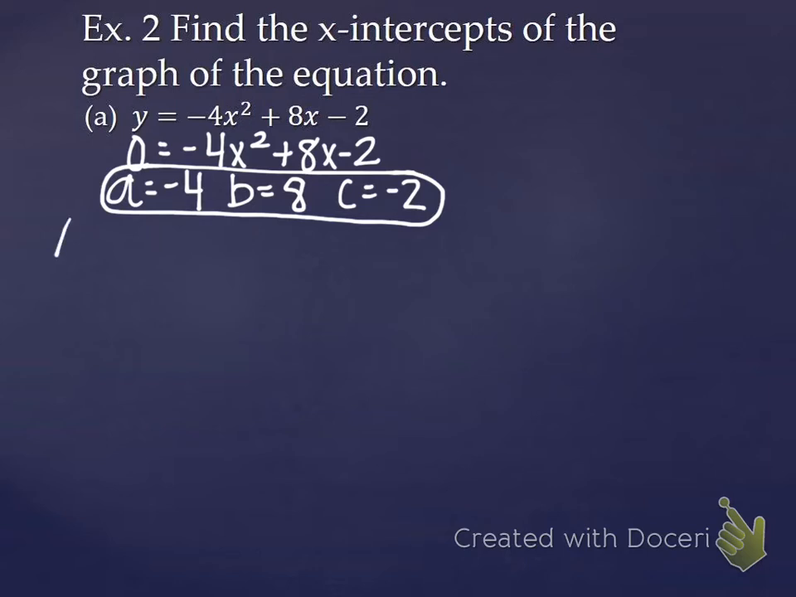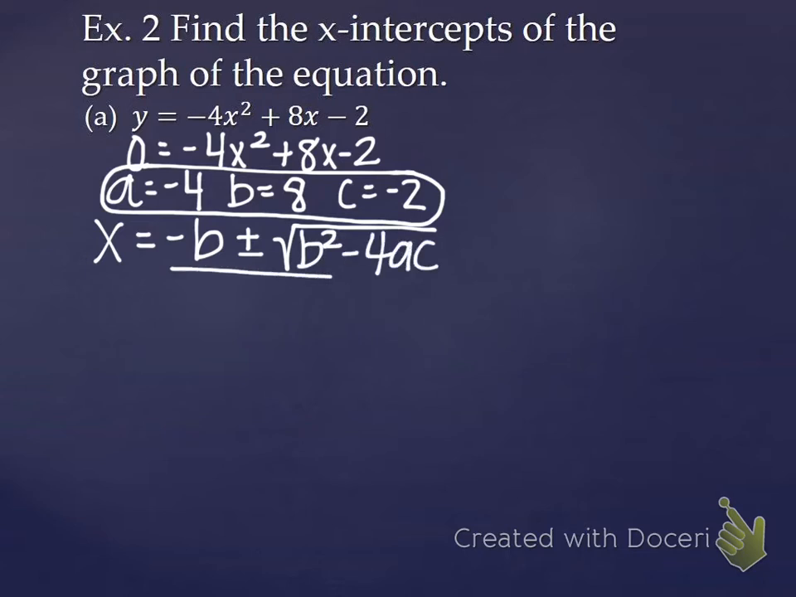X equals negative b plus or minus the square root of b squared minus 4ac, all over 2a. I should see all pencils moving. Is writing the formula out the most fun thing ever? Absolutely not. But it's the best way for you to memorize it. The more you write it, the more you'll memorize it.